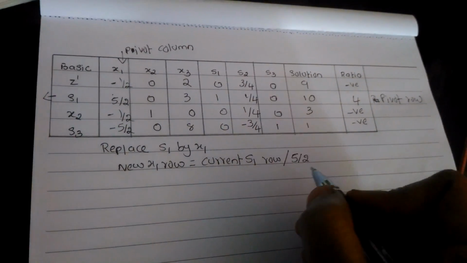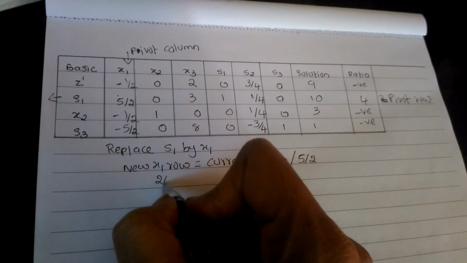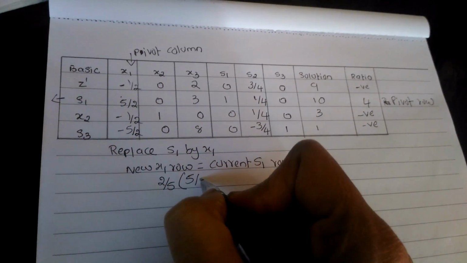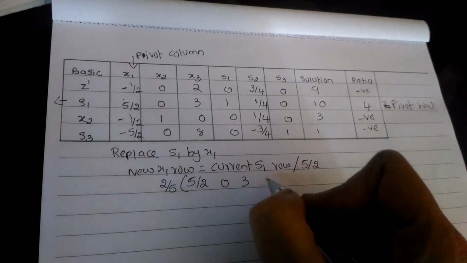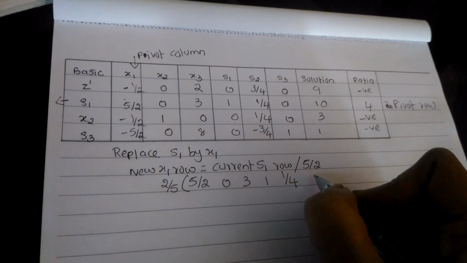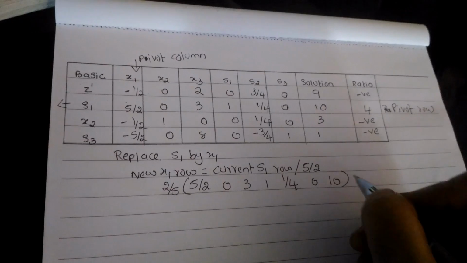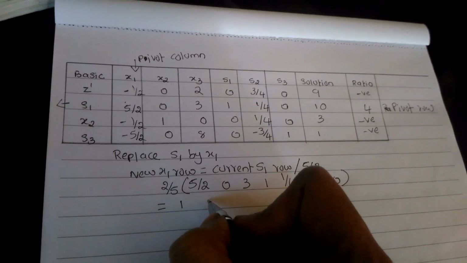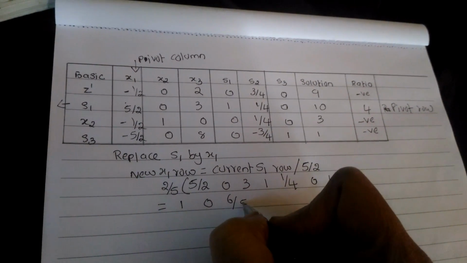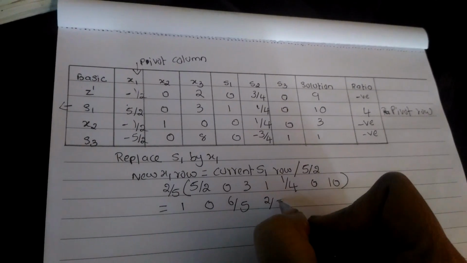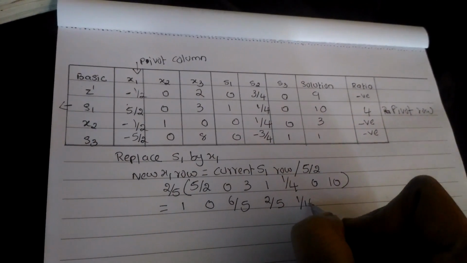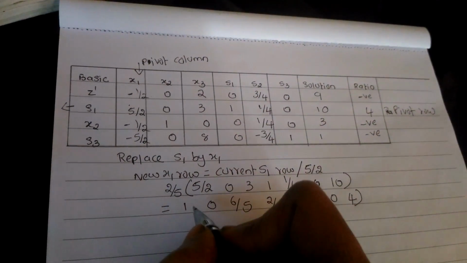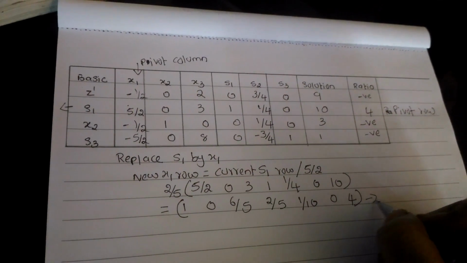Since it is division, I'll just put it upside down and multiply with all the values of S1 row: 5 divided by 2, 0, 3, 1, 1 divided by 4, 0, 10. And the values of new X1 row will be 1, 0, 6 divided by 5, 2 divided by 5, 1 divided by 10, 0 and 4. These are the values of new X1 row.